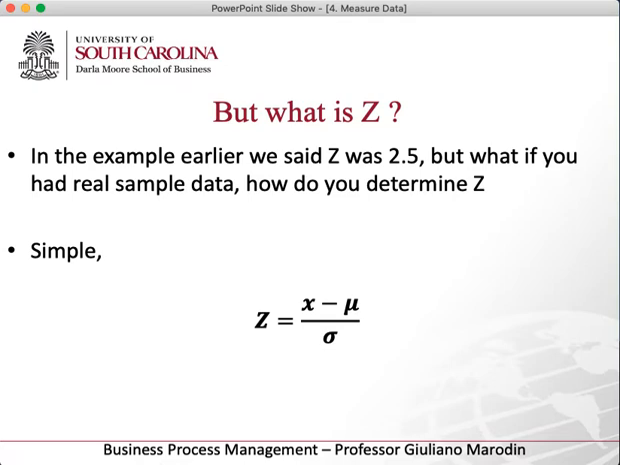Okay, but in that case, we already had the 2.5 and said it's 2.5 standard deviations from the mean. How do we get this 2.5? In a real case example, you're not going to have the 2.5, you're going to have a measurement: more than 50, more than 35, more than 12.5. So how do you get that 2.5 standard deviations? This is the formula. I know it looks fuzzy, it looks weird, but it's not. Let's take a look at one example.